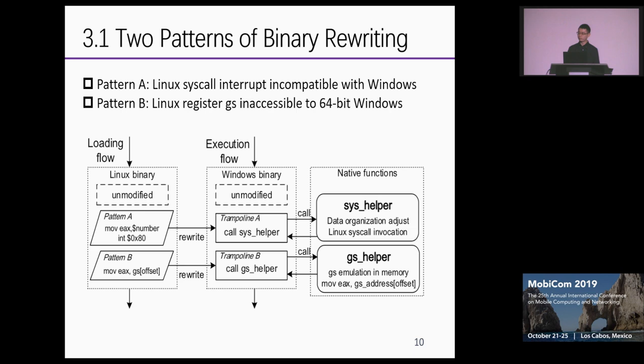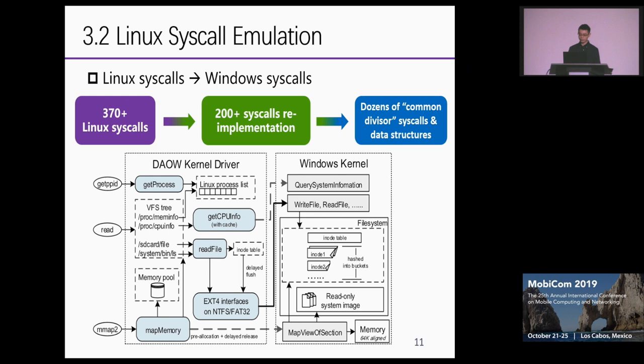To address the second challenge, we need to efficiently emulate Linux syscalls on Windows. Based on dynamic analysis of numerous Android games, we found that only 200 out of 370 Linux syscalls need to be re-implemented. However, the number is still too large. As a result, we further reduced the Linux syscall emulation into just dozens of common divisor syscalls and data structures. This helped us to reduce the emulation overhead and also improve the emulation performance.